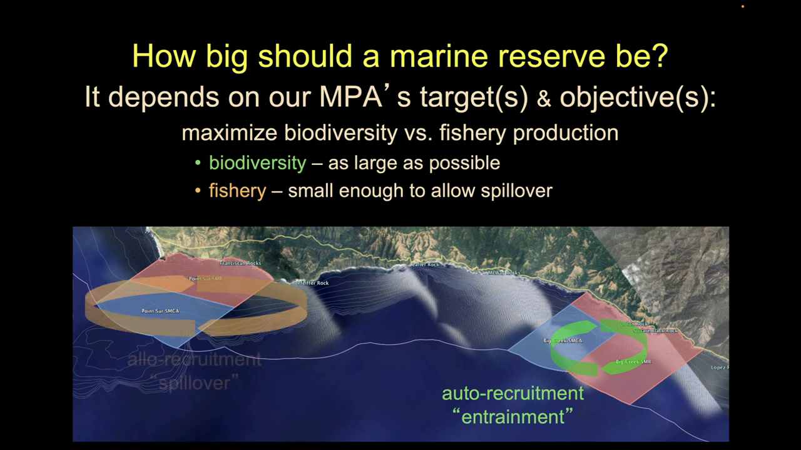If instead our goal is to maximize fishery productivity, we're going to want to, on average, probably do a smaller area. Why? Because we want to maximize spillover, right? We want it to be large enough that we can stabilize that population, but we don't want it to be so big that we cover 100% of the fish all the time. So we want some of the babies, some of the juveniles that are looking for new territory, to disperse out and so-called spill over the wall, and then they're available for recreational or commercial harvest. Cool?